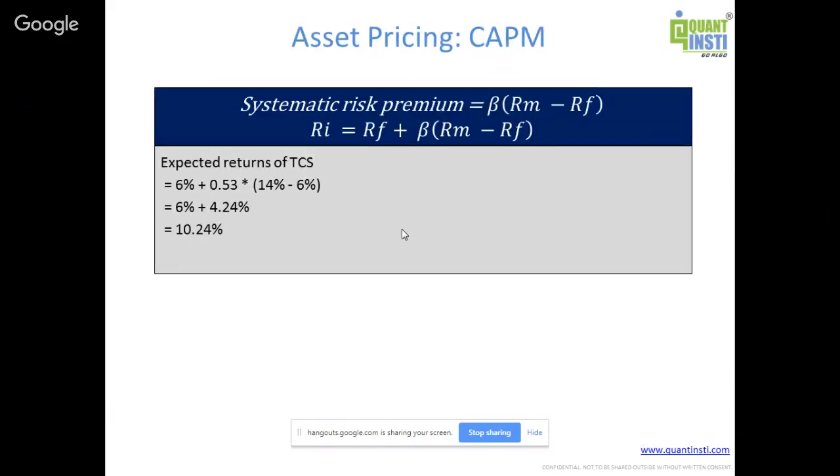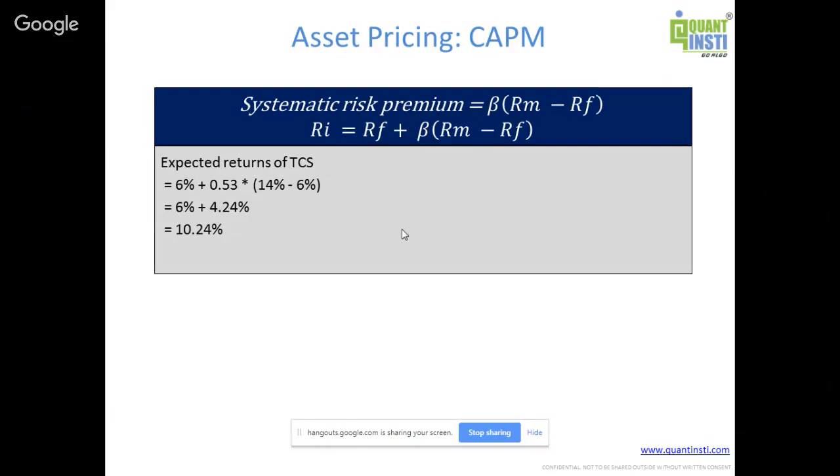So the expected return RI from any asset is equal to the risk-free rate, which is a government bond or an HDFC Bank FD, plus how sensitive my stock is to the market. And I'm removing RF so that we don't double count it. So RM is nothing but the returns from the market. I'm removing RF so that we don't double count, and I multiply with the sensitivity of the stock with respect to market.